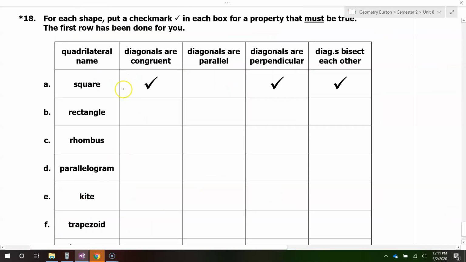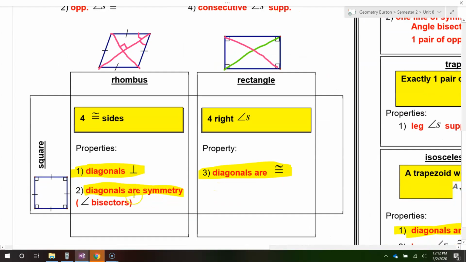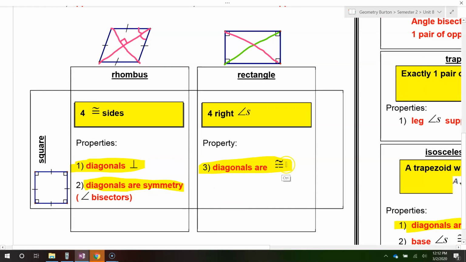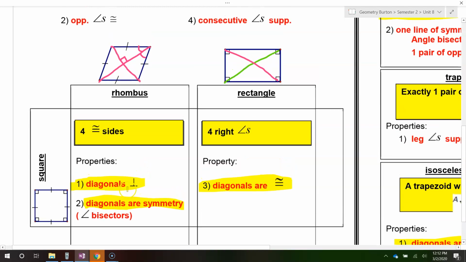Okay, so a square, what do we know about the diagonals of a square? The diagonals are congruent, they are perpendicular, and they bisect each other. Let's look back at our chart. They are congruent, because a square is all of these. So congruent, they are perpendicular, and they bisect each other.